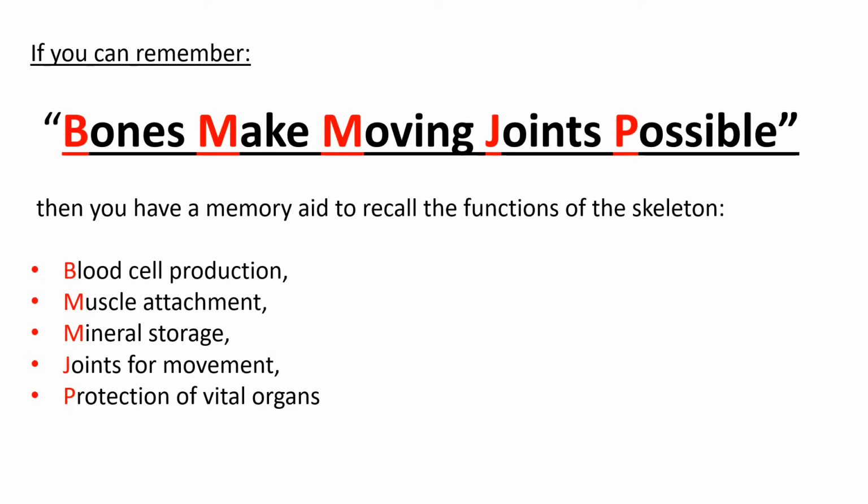This is how we try and remember those 5 things. Bones make moving joints possible. Each of those first letters in that sentence stands for what you need to remember. Blood cell production, muscle attachment, mineral storage, joints for movement, protection of vital organs. So if you need to pause, if you need to learn that, write down bones make moving joints possible and then question yourself. That'll be a valuable piece of 60 seconds, let's say.